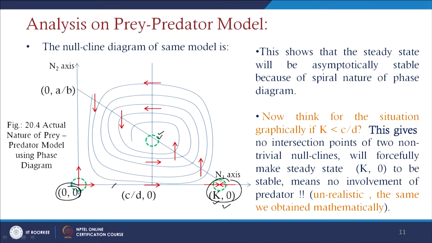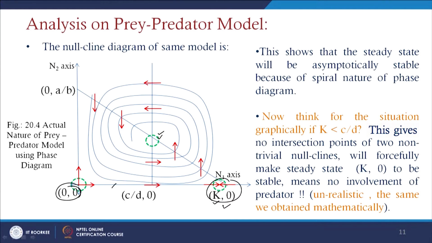In that scenario, we can also find that this is an unrealistic situation, since c by d represents the rate of decline of the predator population in absence of prey, but here prey is present and k is present, then we will have an unstable situation. So, that is why we can say that this giving no intersection points of two non-trivial null lines will forcefully make steady state k, 0 stable, meaning no involvement of a predator here. So, this is unrealistic and mathematically we cannot achieve that.